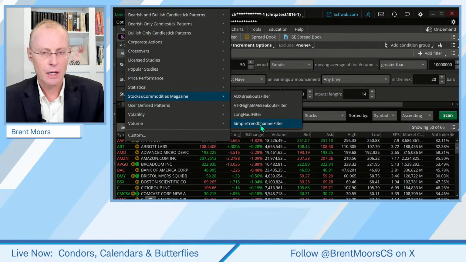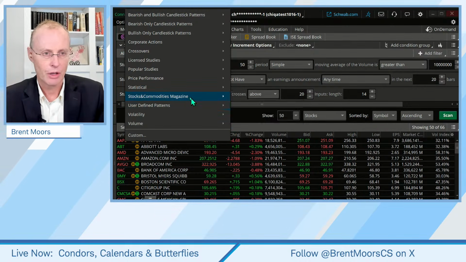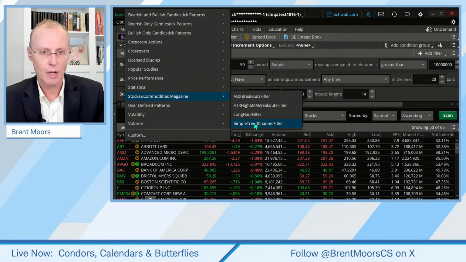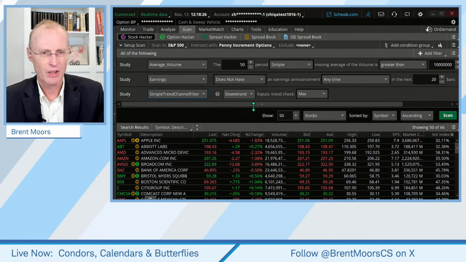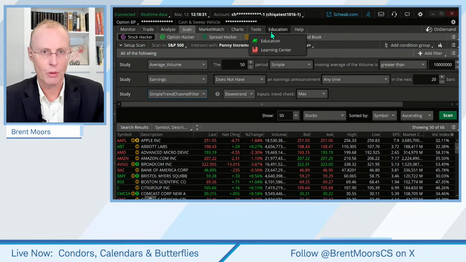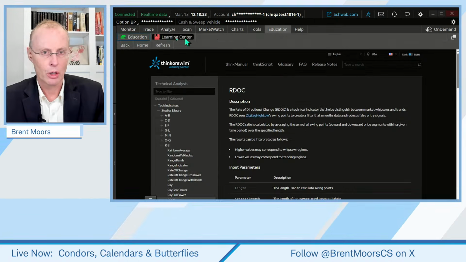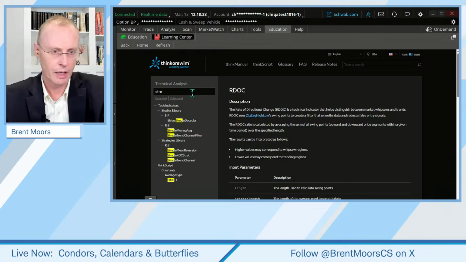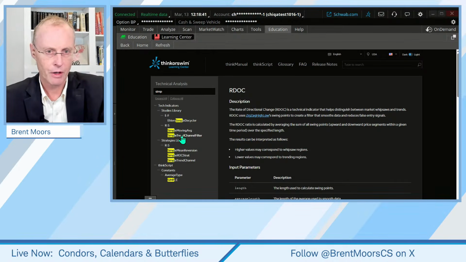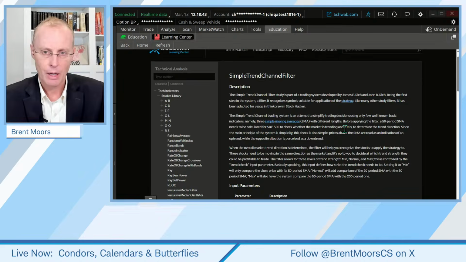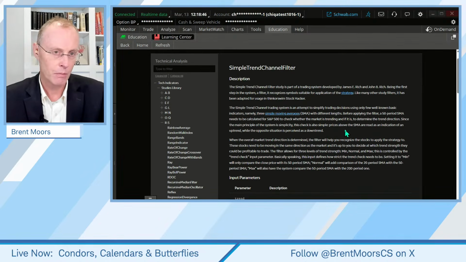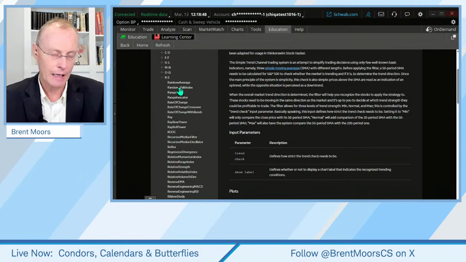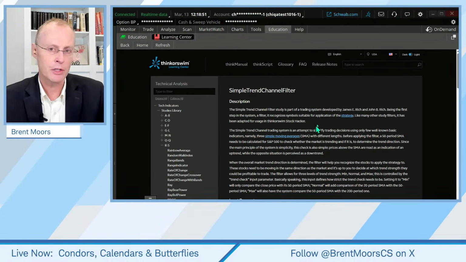Simple trend channel filter. It's under the Stocks and Commodities magazine. Simple trend channel filter. Click on this. Now, you're going, what is simple trend channel filter? Well, one thing you can do is you can always go to education, go to Learning Center, and type in simple trend channel. You'll see it right there. Simple trend channel filter. Okay. And then it's going to come up and give you a little explanation for it. So not just for this one, but for others, this is a pretty good resource for you.